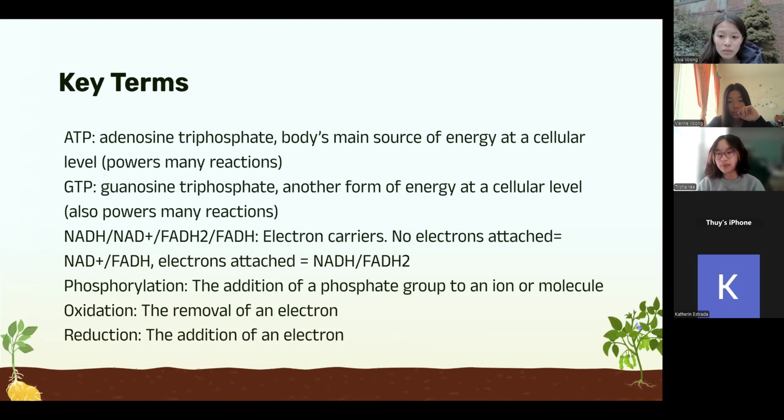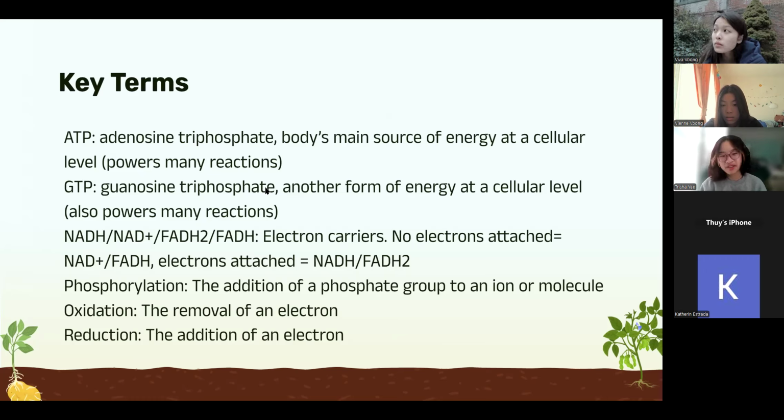So first, I'm going to go over some key terms that will probably come up later. The first one is ATP, which is pretty commonly known as the energy that the cell uses. It's adenosine triphosphate, and it's the body's main source of energy at a cellular level by powering many reactions. Similar to ATP, GTP is very similar. It's just a different molecule that's attached to it. So it also powers reactions.